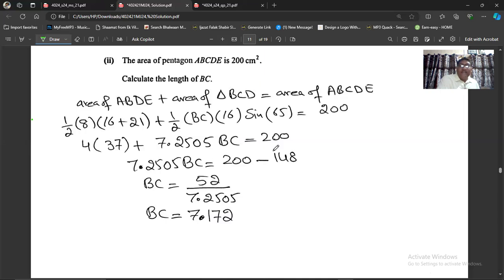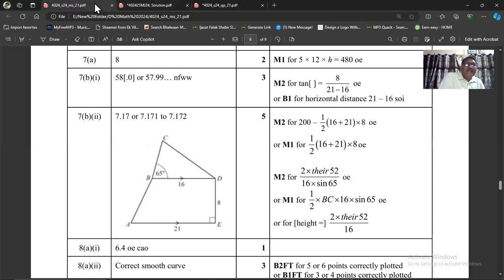So this 4 into 37, that is 148. So it will go on the other side. It will be subtracted from 200. So 200 minus 148, that will be 52. And this thing which is multiplying with the BC will go on the other side. It will divide there. So 52 divided by 7.2505, and that will be 7.172. 7.172, that is the right answer, sir.